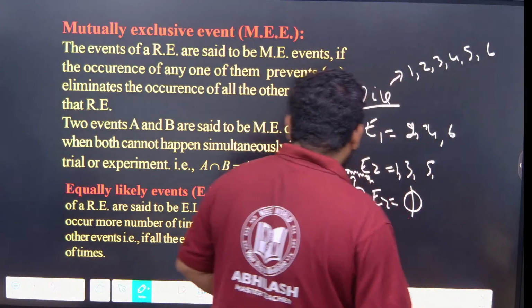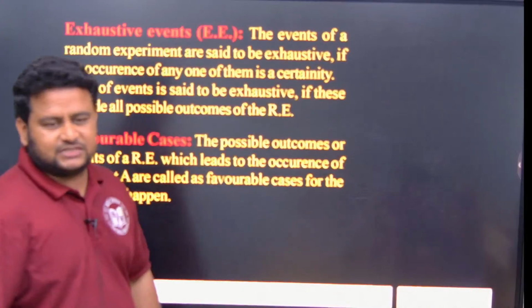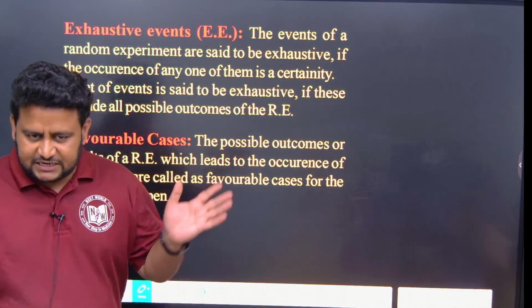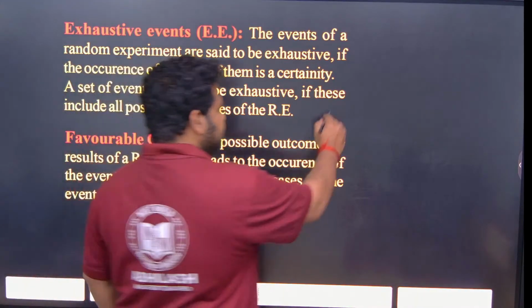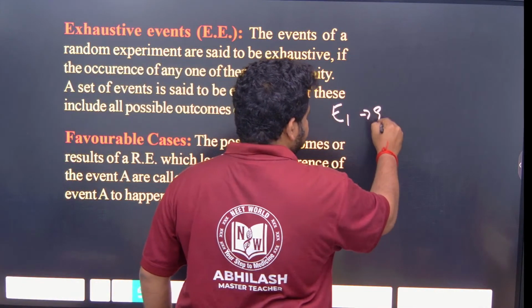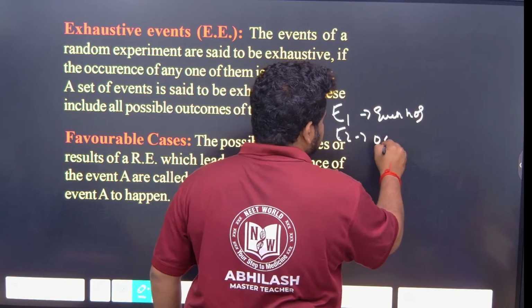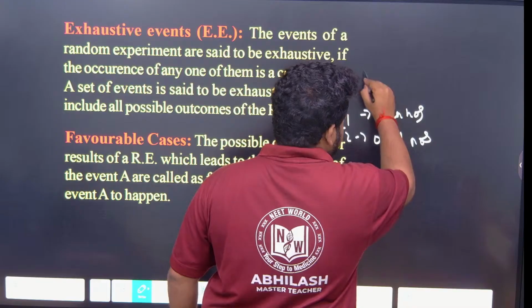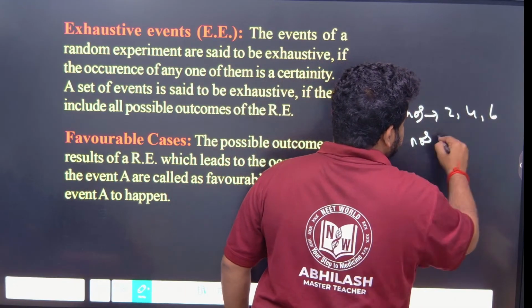Now the next one, exhaustive events. Exhaustive events means if you combine the events, that will create the sample space. I told you E1 is even numbers and E2 is odd numbers. I am talking about a die. Even numbers means 2, 4, 6. This is 1, 3, 5. Please focus, don't speak among yourselves.